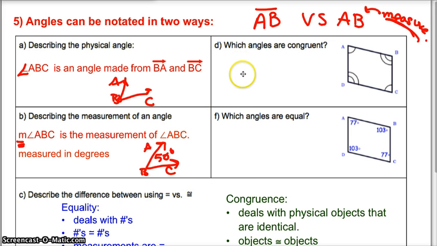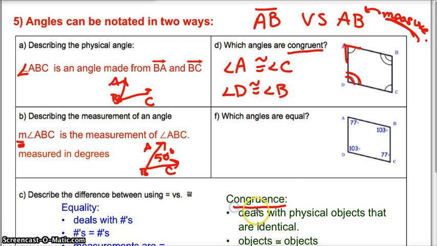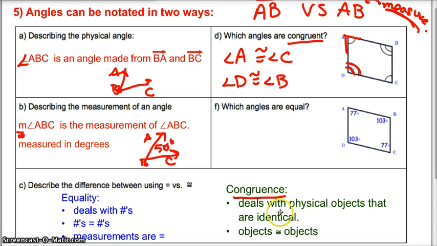So when you look at letter D here, what I'm asking you to do with congruency is tell me that angle A is congruent to angle C. And here angle A is appropriate because there's nothing else in the way. I also know when looking at these curves that this double curve is telling me that angle D is congruent to angle B. When we deal with congruence, we're dealing with physical objects. These things are identical. I'm not talking about measurements. Are their measures the same? Yeah, if they're going to be congruent. But we don't care what the measurements are. We're saying that these angles are interchangeable.